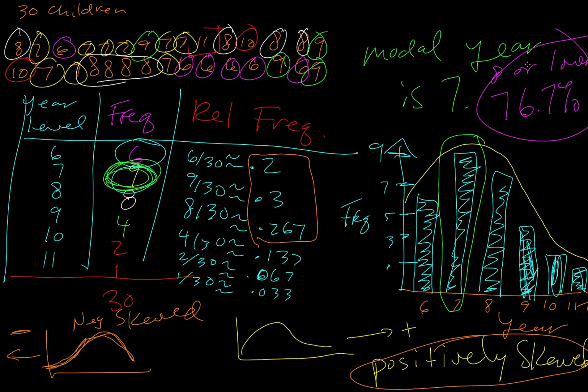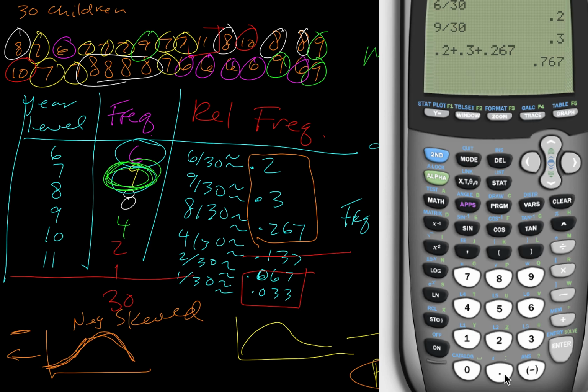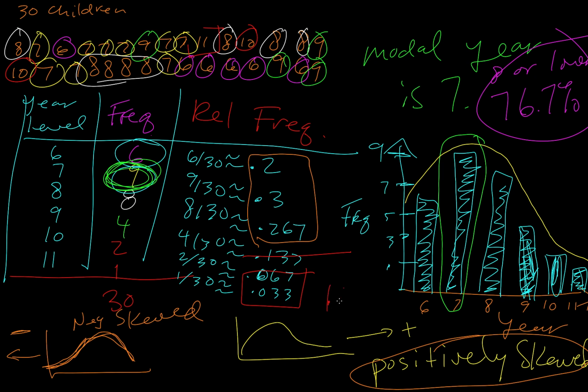Okay, and then what percent of the children were above year 9? So above year 9, we look at year 9. Year 9 is not above year 9, so we're not looking there, we're only looking above. And if we add those two, we're going to get 0.067 plus 0.033, and that is 10%.